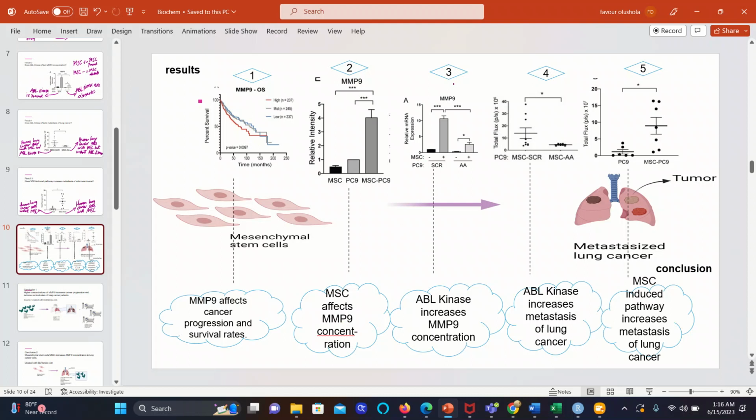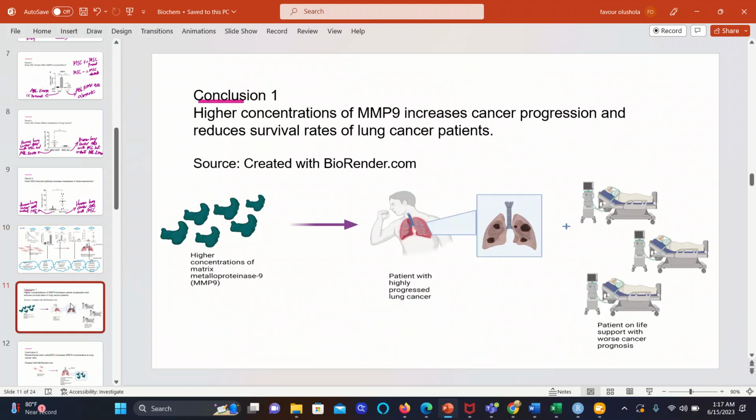In the third experimental question, and this data figure, we can see that yes, ABL kinase does affect MMP9 concentration. It increases MMP9 concentration. From the fourth one, we can see that ABL kinase does increase metastasis of the lung cancer. That is our fourth conclusion. From the fifth data figure and experimental question, we can infer that the MSC-induced pathway will increase metastasis of lung cancer.